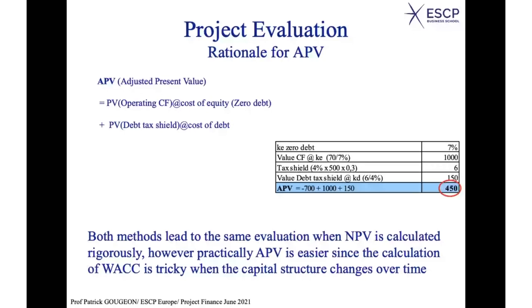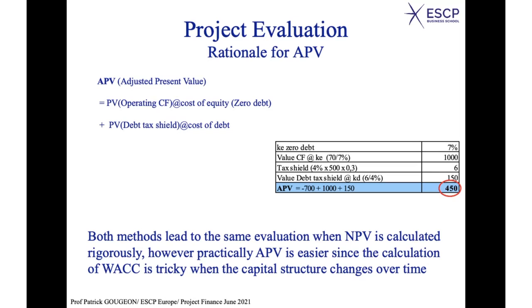What is the tax shield? The cost of debt is 4%. Okay? The level of debt is 500. Okay? And your tax rate is 0.3. Then the interest is 4% of 500, which is what you have to pay each year. Okay? But since it is tax deductible, in comparison with a zero debt case, you have a tax shield of 30% of that, which means 6. Okay? So that is the value of the debt tax shield.